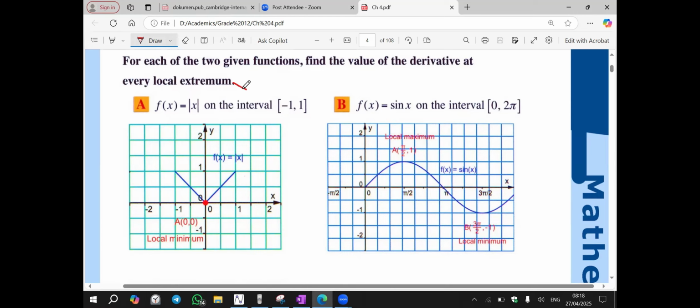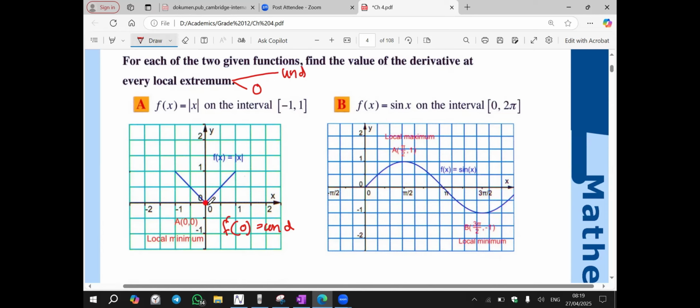Before we do that, you need to know the value of the derivative at a local extremum is either undefined or 0. There is no other option. Then let's look at this graph. At the local extremum, which is a minimum, since there is a sharp corner, f prime of 0 is undefined. It has no value.